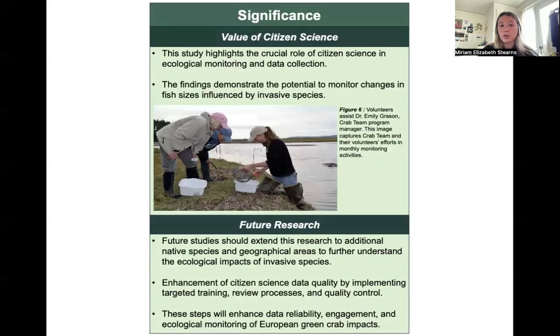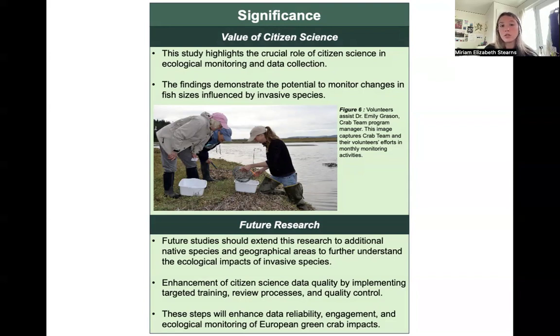So this research highlights the critical role of citizen science in ecological monitoring and data collection. By involving volunteers, we can gather large data sets that would be difficult for researchers to collect alone. The findings of this research highlight how citizen-collected data can be used to monitor changes in fish sizes influenced by invasive species, which can provide valuable insights into ecological interactions.